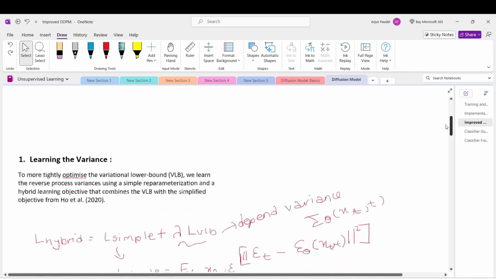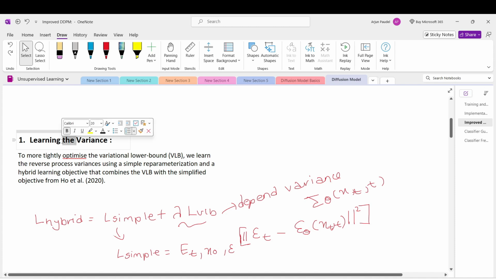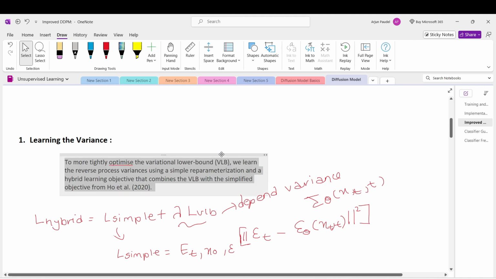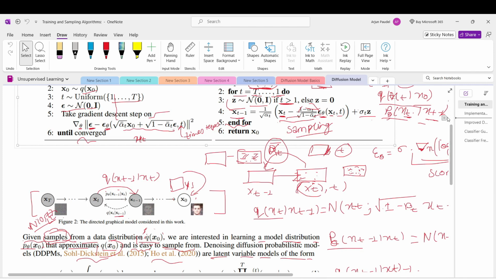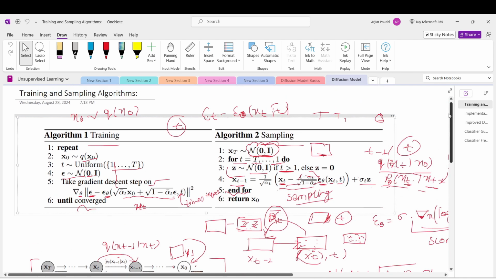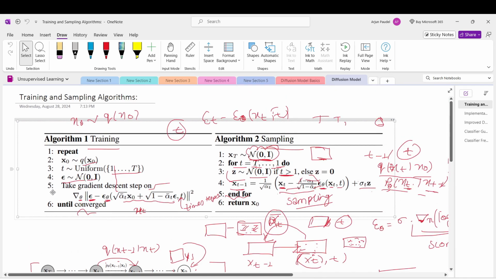So, the first thing is that they introduce that they are using this learning the variances. In our previous videos, we did not have this objective. If I show you the training objective with which we trained here, we train with this objective.